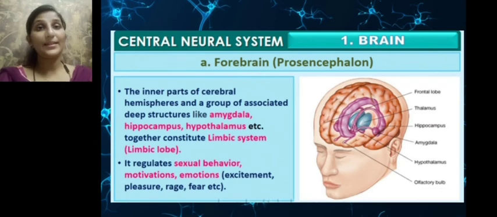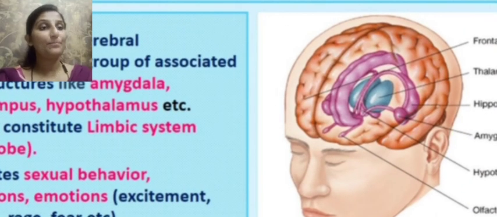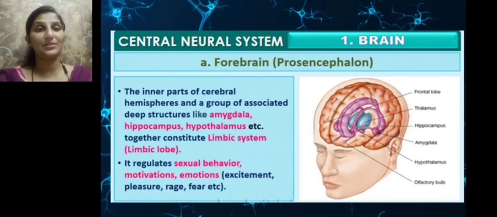Within the cerebrum, there is another region called the limbic system or limbic lobe. Let us learn how it is formed. The internal parts of the cerebral hemispheres and a group of associated deep structures like the amygdala, the hippocampus and hypothalamus form the limbic system or limbic lobe. What is the function of the limbic system? It regulates sexual behavior. It also regulates motivations and emotions like excitement, pleasure, rage, and fear.